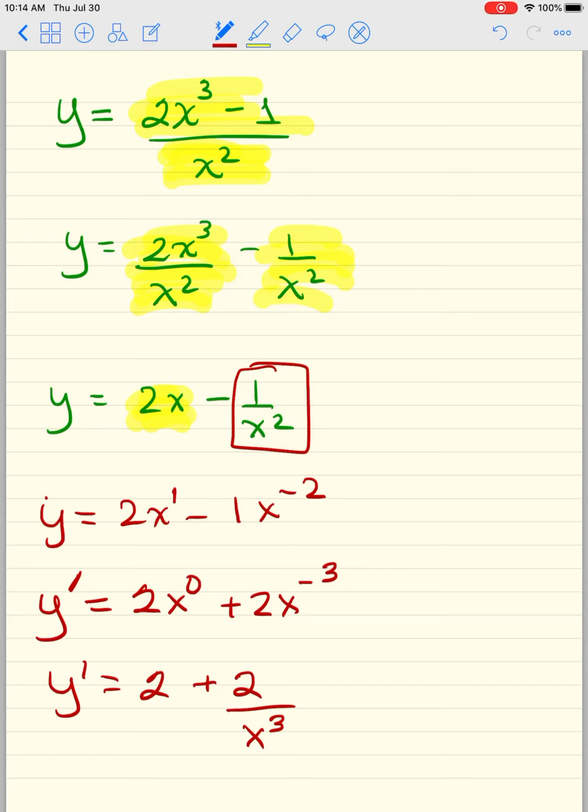If you choose to combine fractions, which you don't have to, you'll get 2x to the third plus 2 over x to the third. So check your answers. So that's how you do the first one.